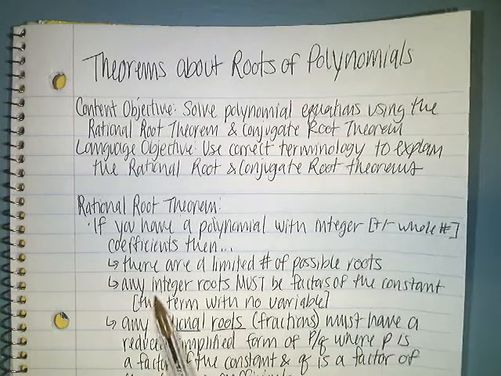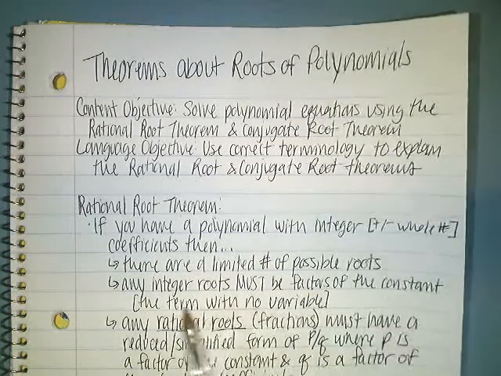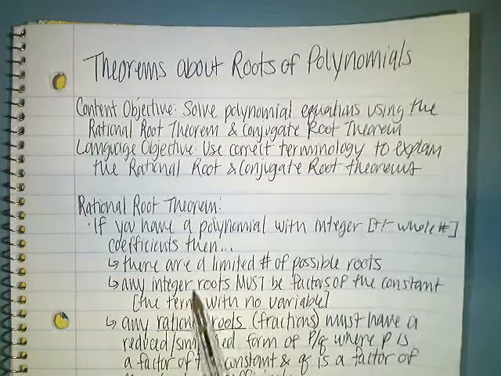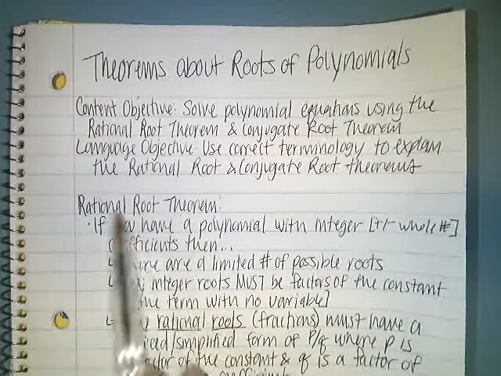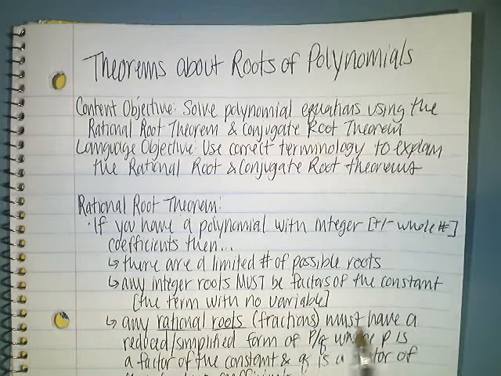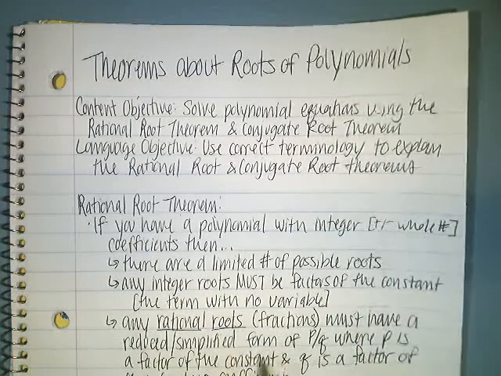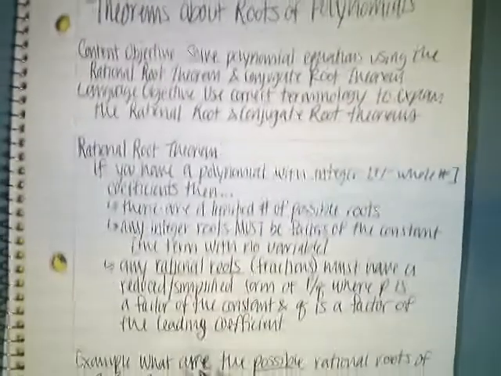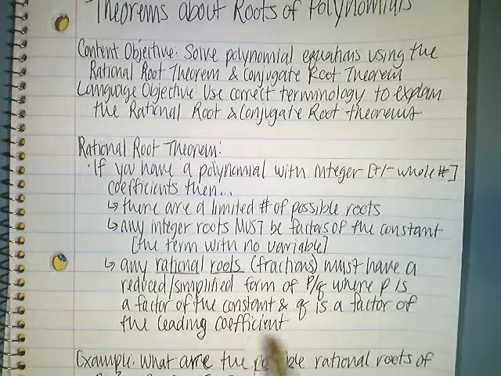And what we know about these possible roots is that any integer roots must be factors of the constant. The constant, again, is the term with no variable in your polynomial. So integer, positive, negative, whole number roots must be factors of the constant, the term with no variable. Rational roots, so this is the key thing for the rational root theorem, which are basically fractions or numbers that can be written as fractions, must have a reduced or simplified form of p over q, where p is a factor of the constant and q is a factor of the leading coefficient. The leading coefficient is the coefficient of the term with the highest degree, if you've forgotten that. So q is a factor of the coefficient of the term with the highest degree.